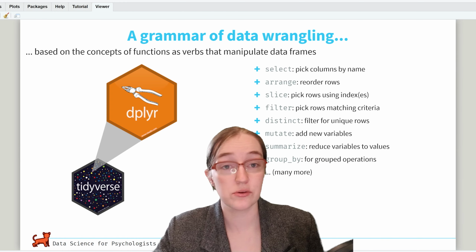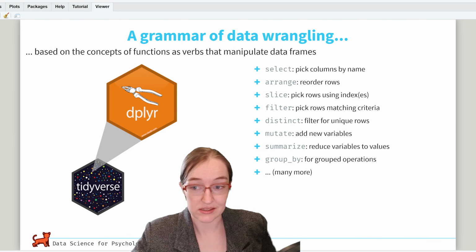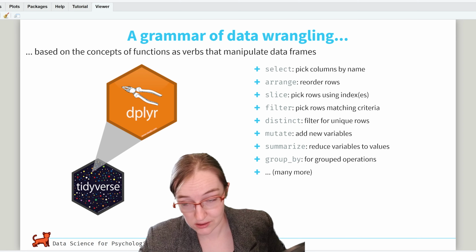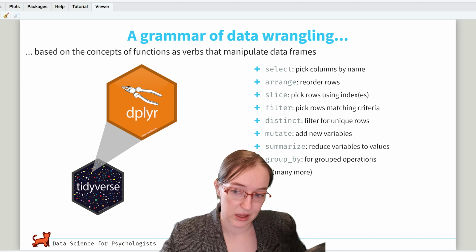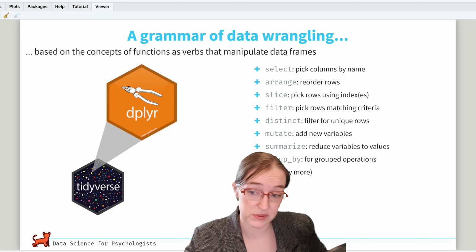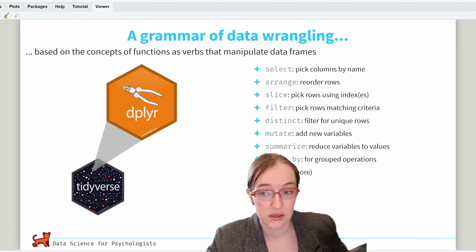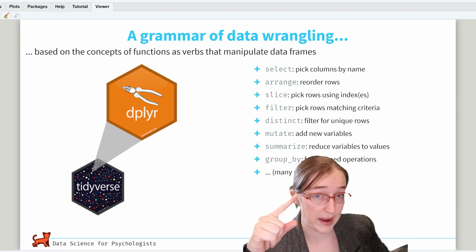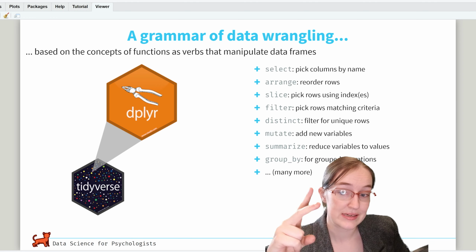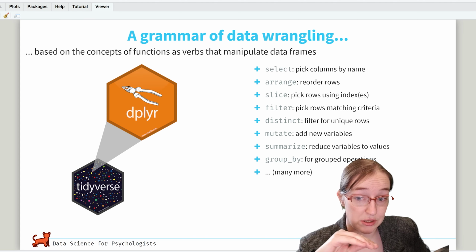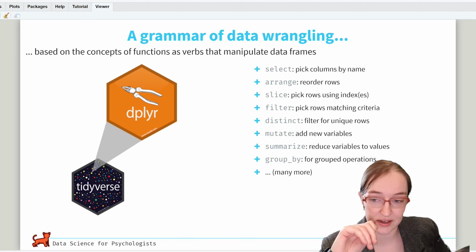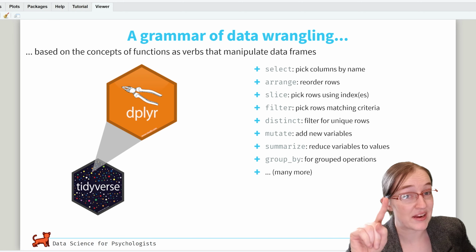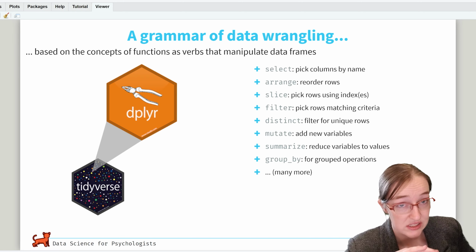All right. So the grammar of data wrangling is based on the concept of functions as verbs. We're manipulating our data frame. There are tons of these options, but here are the key ones. Select picks columns by name. Arrange reorders our columns. Slice picks rows using indices or just one index. Filter picks rows that match criteria. So this is different from slice.